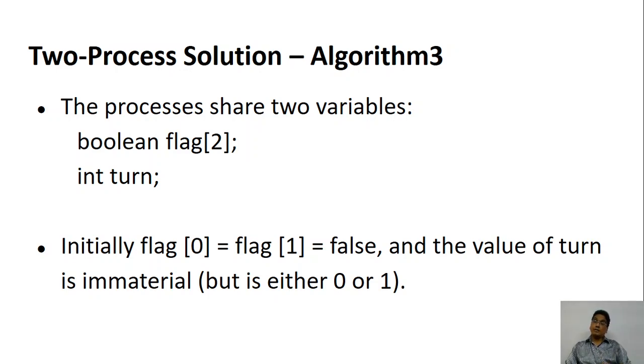So combine both of them, turn and flag together, to make things work. In this case, this is the third algorithm for the two-process solution. Let's look at how it goes. You have the same flag, and you have turn. Initially both the flags are set to false, which means both are not interested. One of them may say it is your turn. So turn means: when I complete, it is your turn; when you complete, it is my turn.